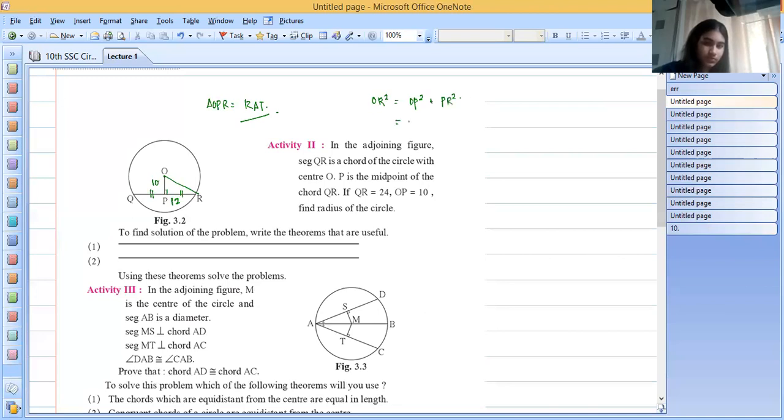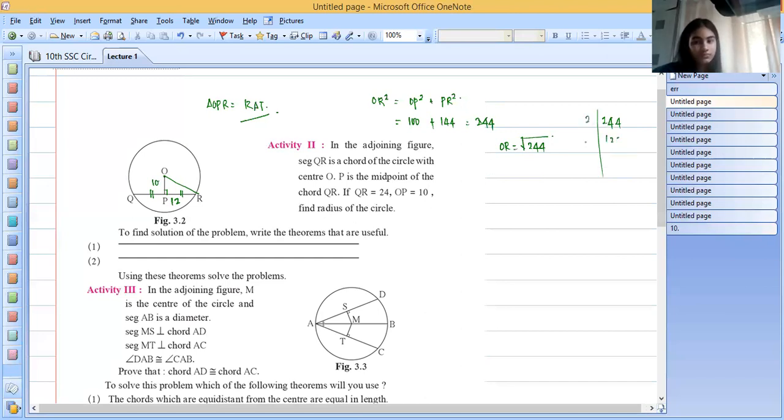Which is OP square, how much is it? 10 ka square is 100. PR ka square is 144. 244. So OR is under root of 244. So find the prime factors of 244. 2, 2, and 61. What will be 61? 61 is a prime number. So you have this as 4 into 61, which is 2 root 61. 2 root 61. That is the answer.